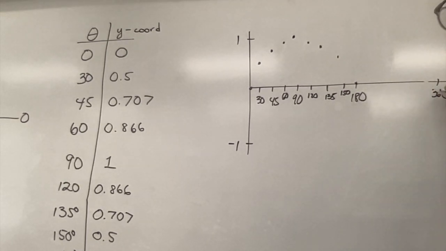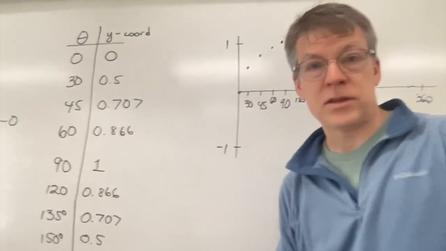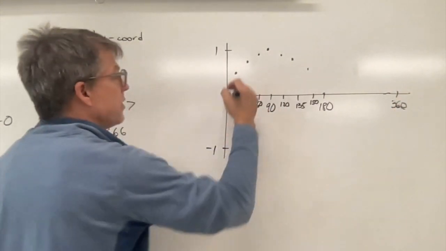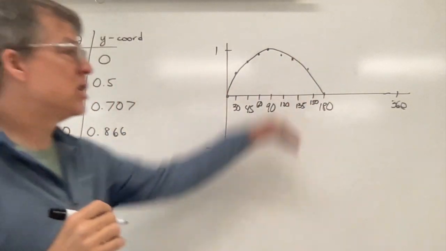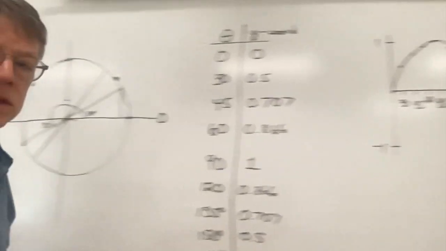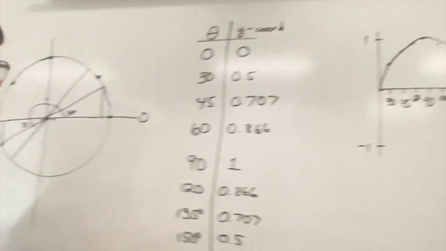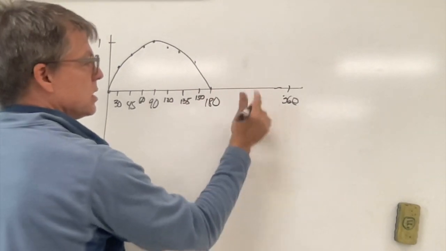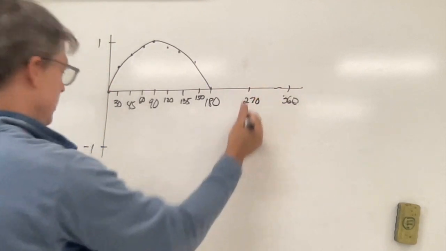And then, I don't know if you can tell what's going to happen, but it's going to be the exact same values, except that they'll be negative. So this curve here that I've started to develop is just going to go negative now. And where's it going to bottom out? It's going to bottom out at 270, because then your y value is negative 1. If I put 270 in here, I'll be at negative 1.